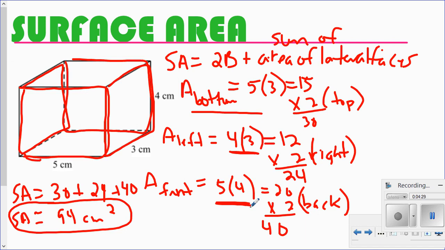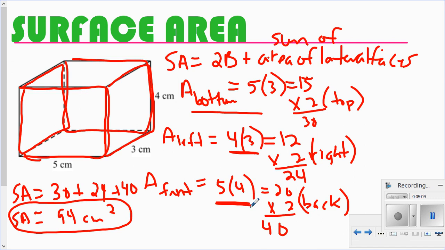So what you'll notice is that when we find the area of the left, 4 times 3, and then we find the area of the right, 4 times 3, 4 is being used in both cases. And then same thing with the front and the back. We have 5, which is the one dimension of the front rectangle, times 4, which is the height of the prism. And then to get the back, I'm going to do again 5 times 4. Okay, so notice that for each of the lateral faces, each of those rectangles, in order to calculate the area, I had to multiply the one dimension by 4, the height of the prism.